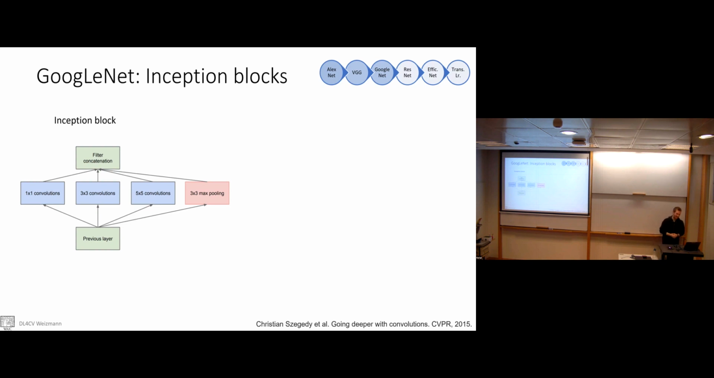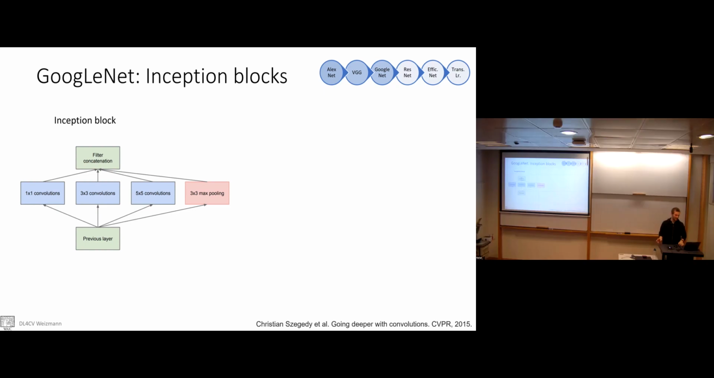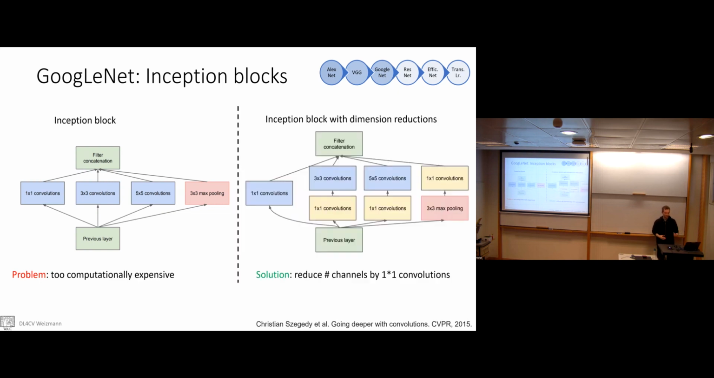But there is a problem with this. Can you guess what the problem is? Memory? Memory, and basically the computational complexity is just too much to compute, because there are too many channels. You end up with a lot of channels that you maybe don't actually want. So in the same paper, they came up with an improvement on this, an Inception block with dimension reduction. They used 1 by 1 convolutions before the 3 by 3 and 5 by 5 convolutions, and after the max pooling, to reduce the number of channels.